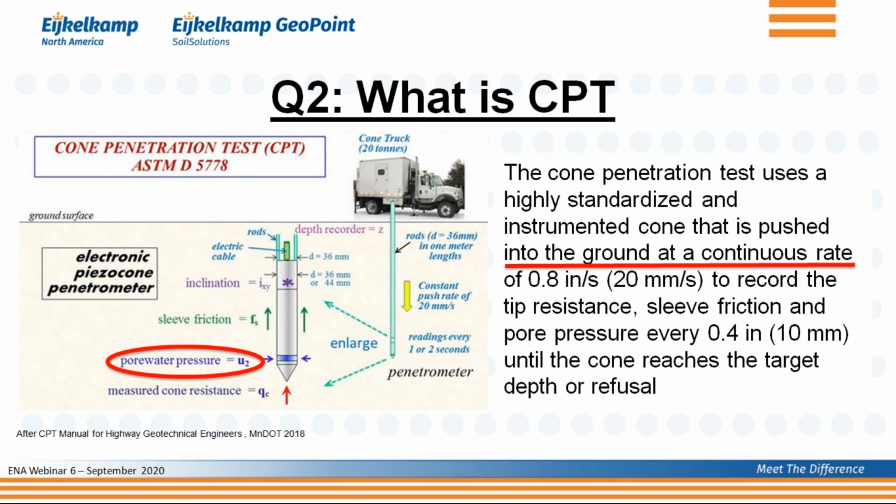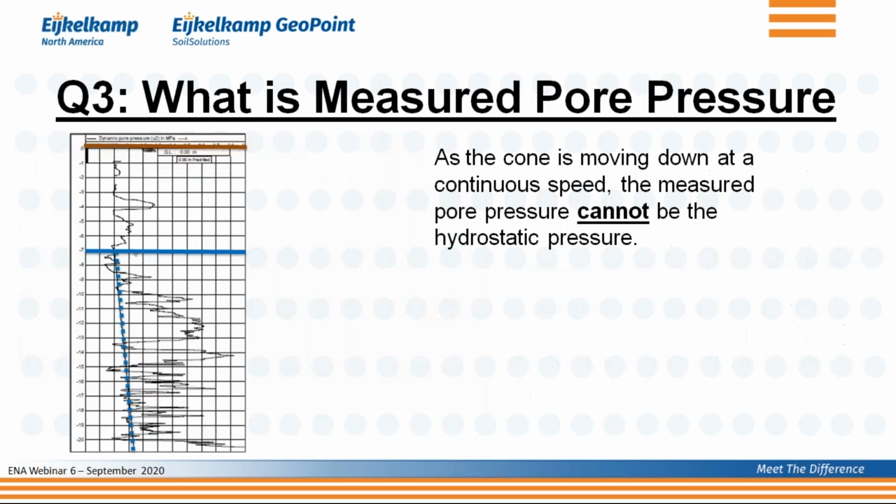That means that the cone is not at rest. The cone keeps going down and down and down. And as the cone goes down, it pushes the soil to the side because the cone has to penetrate the soil more and more. And that means that near the cone tip, the situation is not static. And that is what is important here when you ask, what is now the measured pore pressure?